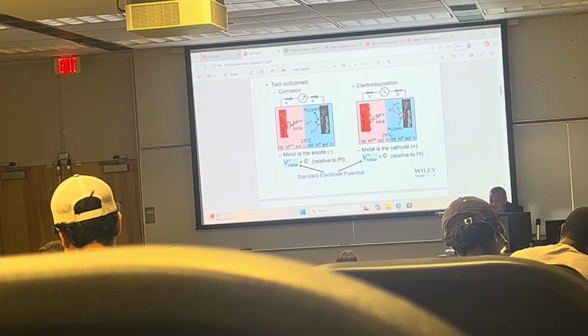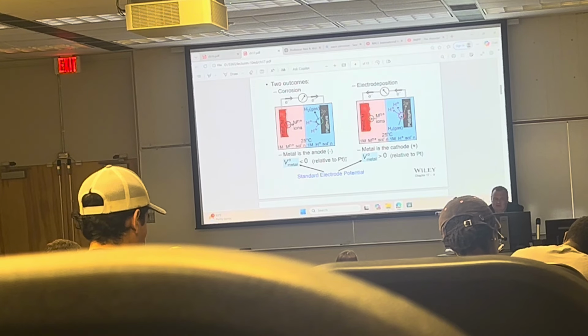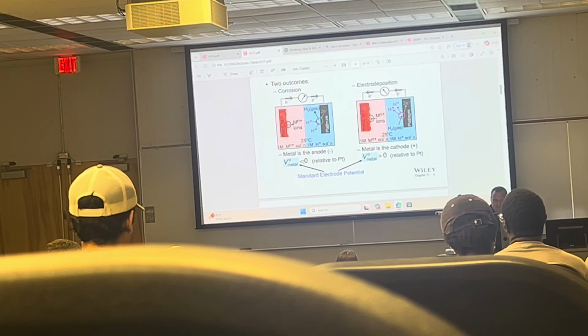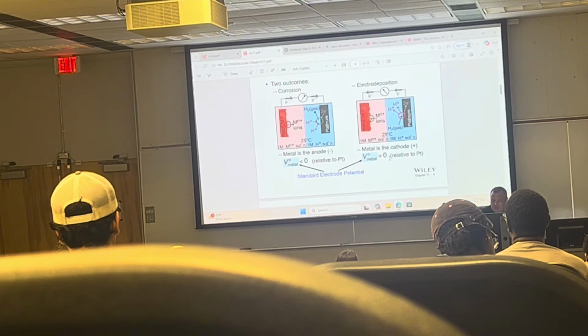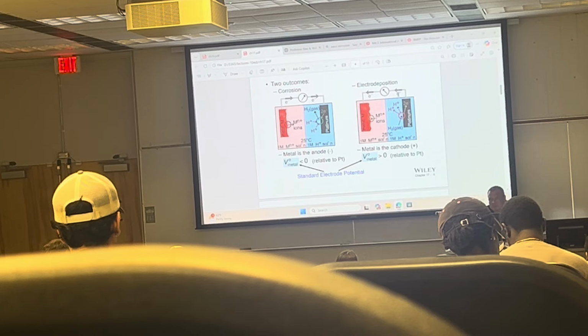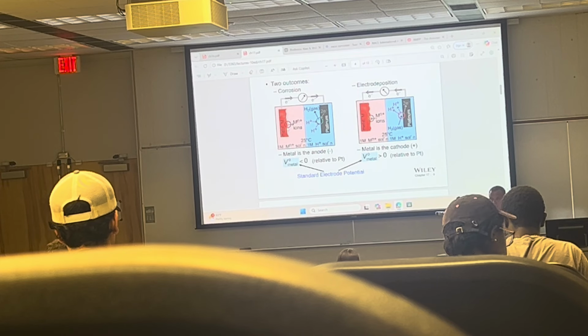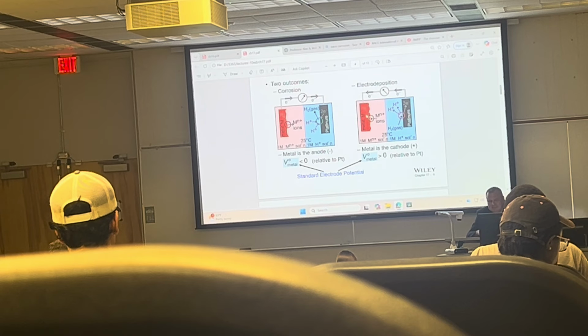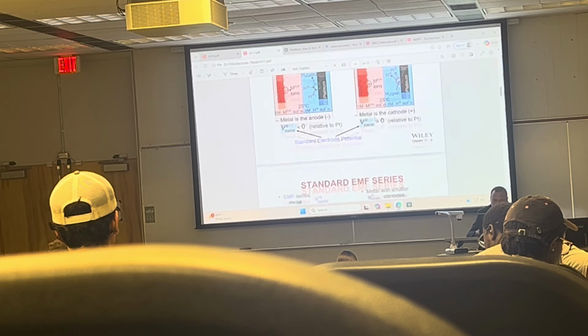We can reverse this process and actually apply the voltage, and that way there will be electrodeposition. So these are the two inverse processes. If this voltage is less than 0 relative to platinum, or it would be higher relative to platinum, we're going to have electrodeposition. Okay, so in this case, for corrosion, there's going to be loss of the material. In this case, there will be the deposition, electrodeposition. So these are the two opposite processes.